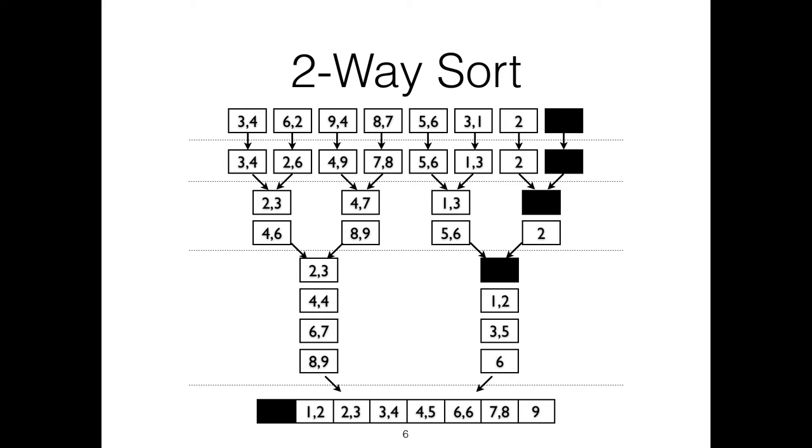So let's say I have enough memory to keep 2 pages in memory at once. So let's say I can load 3, 4, 6, and 2 into memory at once, then sort that, flush it to disk, 9, 4, 8, 7, sort that, flush it to disk, 5, 6, 3, 1, sort that, flush it to disk. Yeah. All right, so every time you double the amount of memory that you have available, you essentially skip one full iteration of this process. Good.